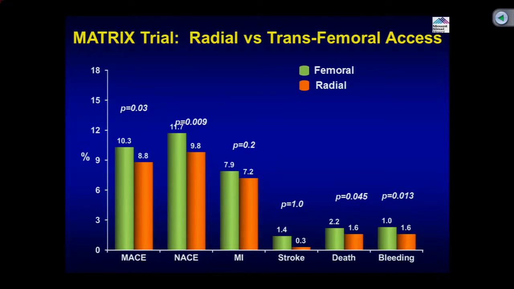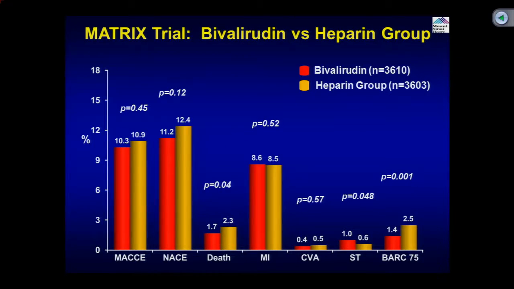And I have put it here, femoral versus radial: clearly the radial is associated with lower MACE, lower NACE, a trend towards lower MI, and you can see the death is significantly lower, and of course lower bleeding. Now, if you compare bivalirudin versus heparin, there is no difference in the MACE and NACE, but there was a lower mortality. So for the first time we have data showing bivalirudin with no difference in MACE, but more importantly lower mortality in the trial, and the bleeding was also slightly lower in the bivalirudin group.